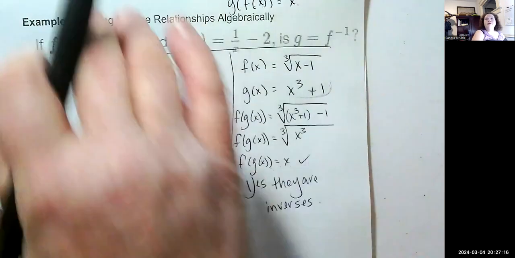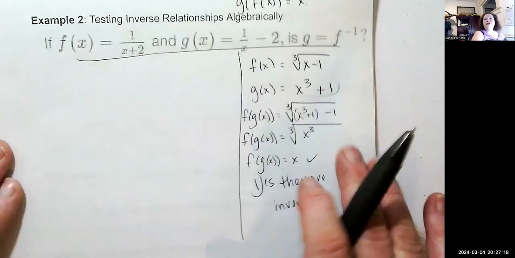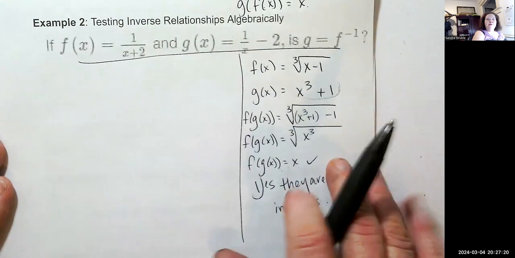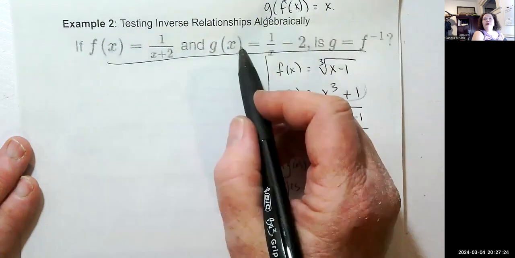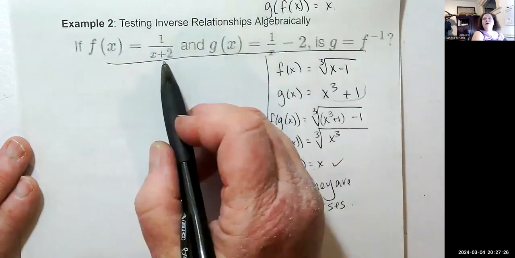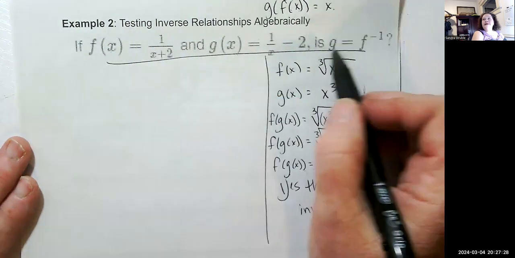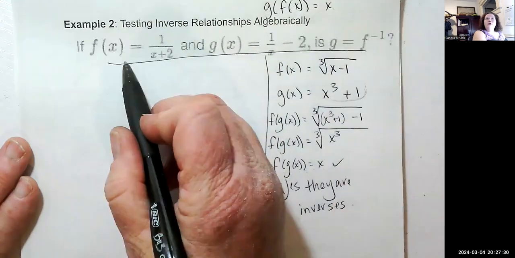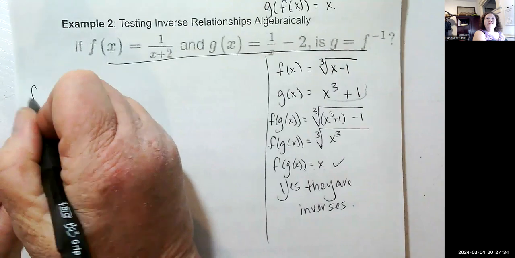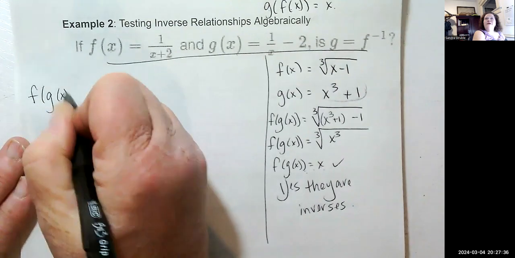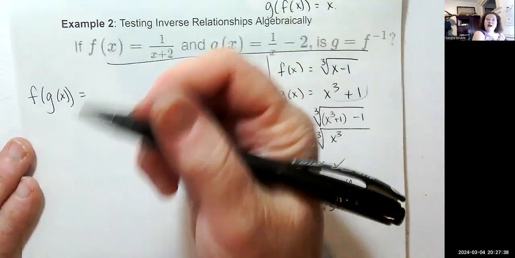Now I'm going to go to this one because it was a little harder. I wanted to do the easier one first for you, just to make sure you understood the concept. But now we have two functions, f and g, and we want to see if g is the inverse of f. So all we have to do is go either way, f of g of x or g of f of x. I'm going to just go f of g of x. I kind of do the same thing all the time. Feel free to do g of f of x.